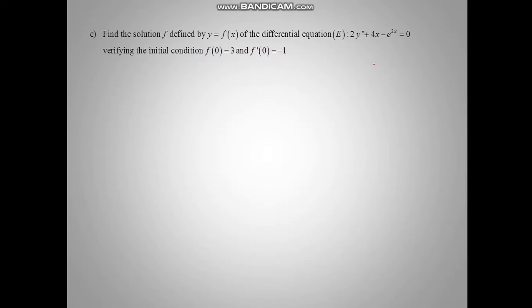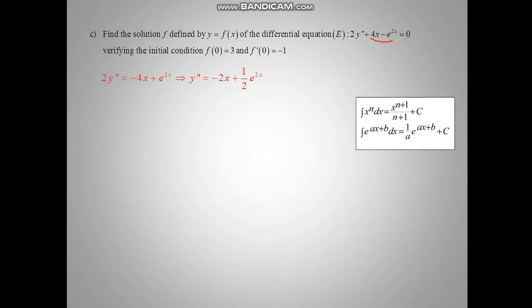Let us take another application. 2y double prime plus 4x minus e to x equals 0, verifying the initial conditions f of 0 equals 3, f prime of 0 equals minus 1. First, we have to find y double prime. For y double prime, we take these terms to the second member of the equation and we divide by 2.